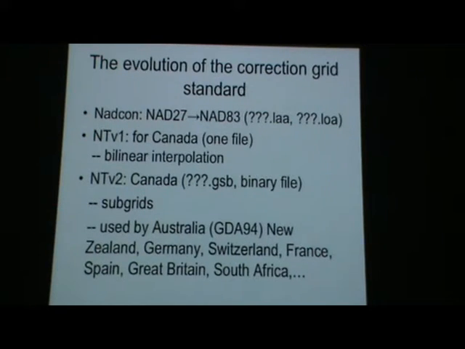Canada imported this system, somehow modified, and called it National Transformation version 1, NTv1, for Canada. They used only one file, not one file for latitude and one for longitude as in NADCON, but they put things into one file and defined that if on grid nodes you have a shift value, then in between these grid nodes you definitely use a bilinear interpolation to find out how much shift has to be applied on a given point.